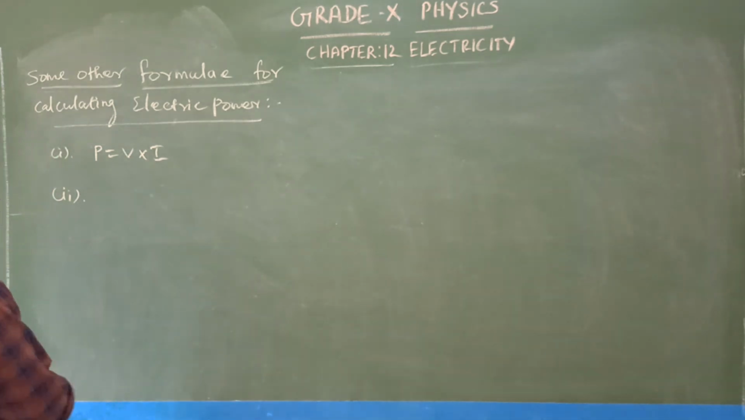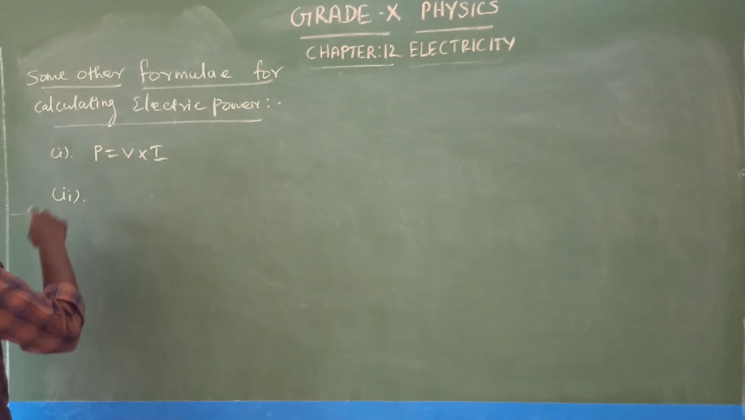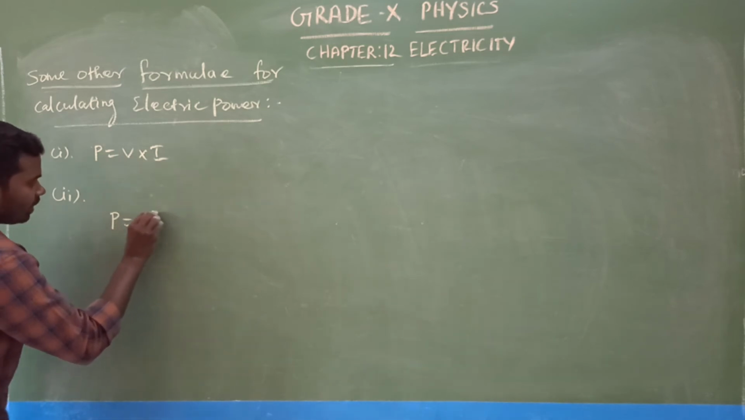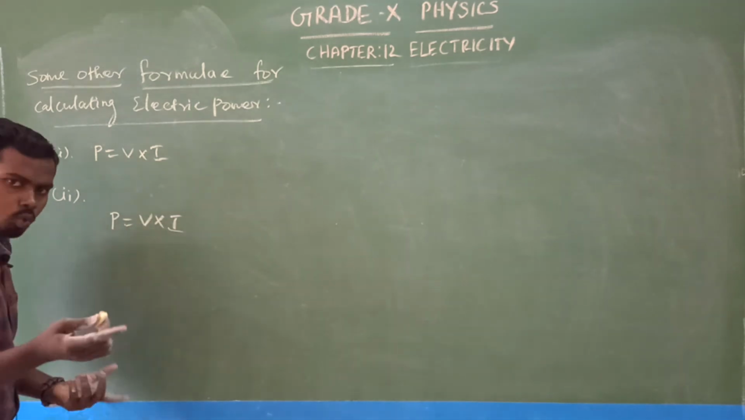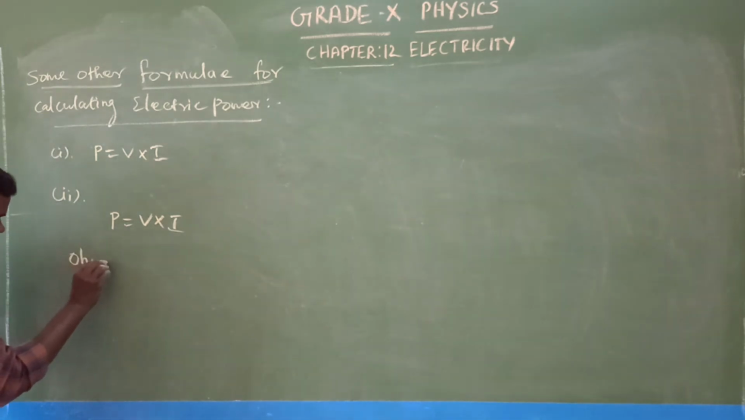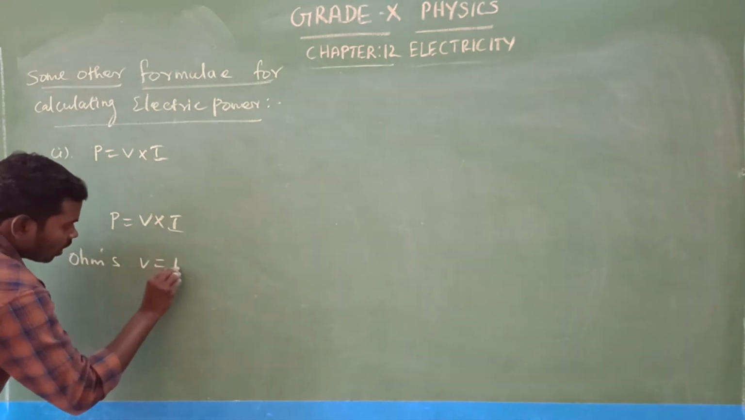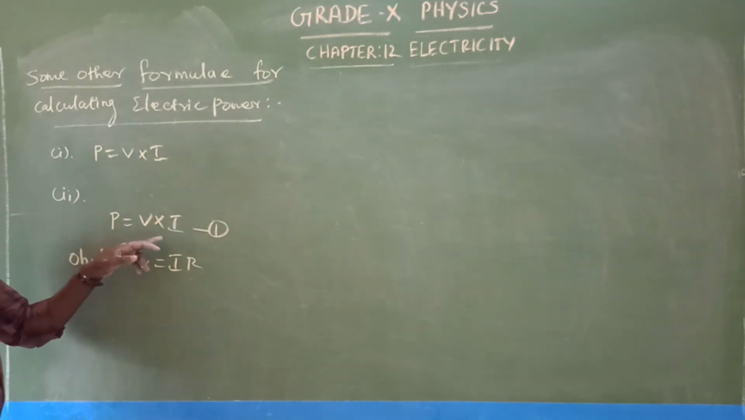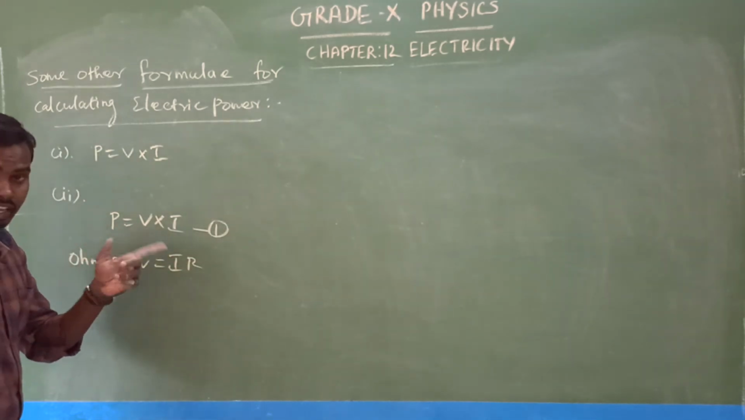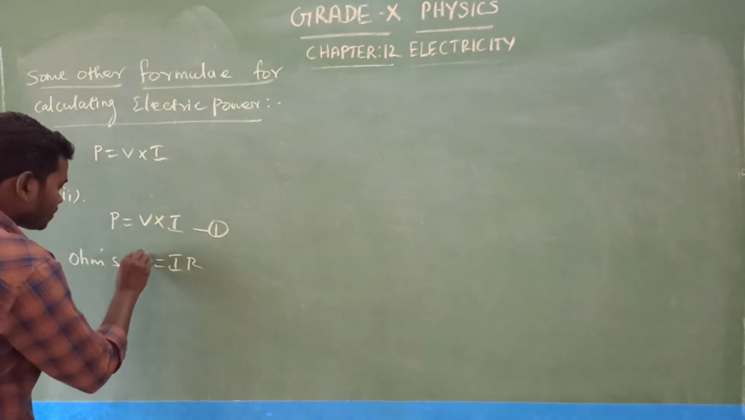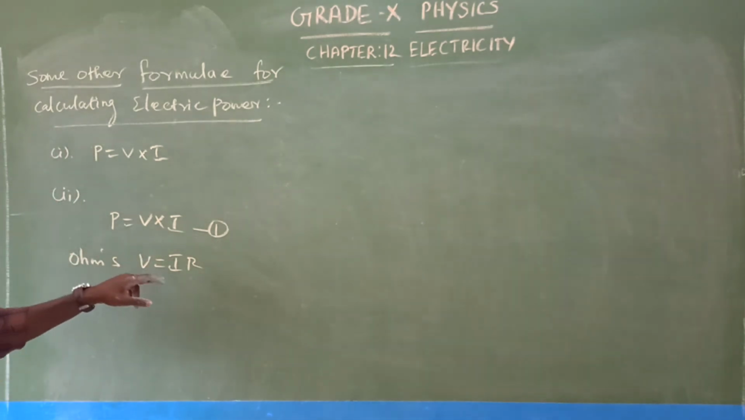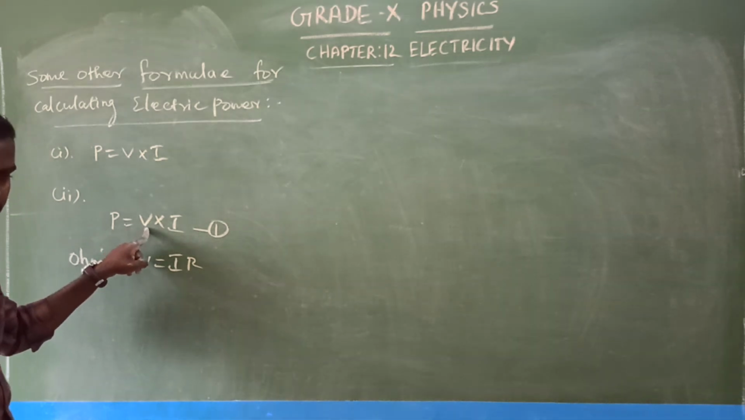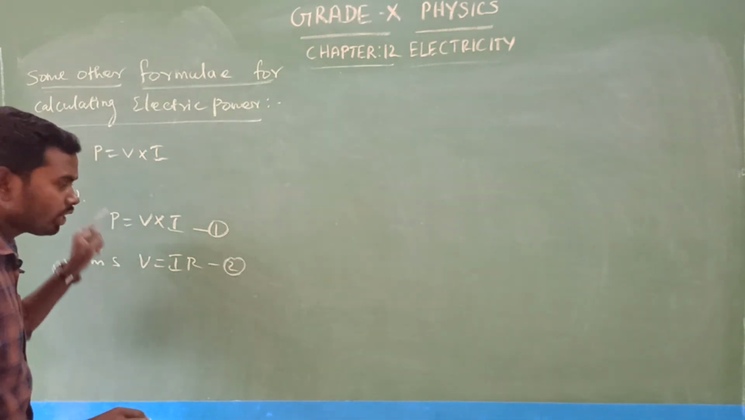Look here. Already we know P is equal to V into I. Consider this equation 1. According to Ohm's law, V is equal to IR. Consider this equation 2. In the first equation, voltage is already there. So substitute equation 2 in equation 1.